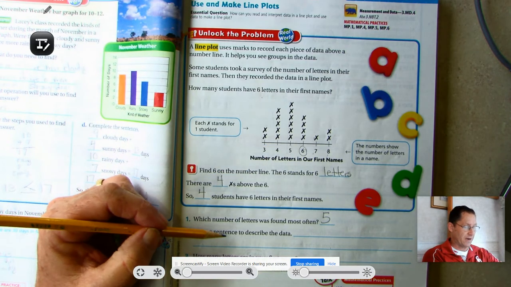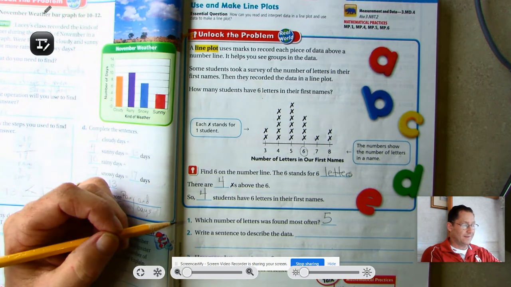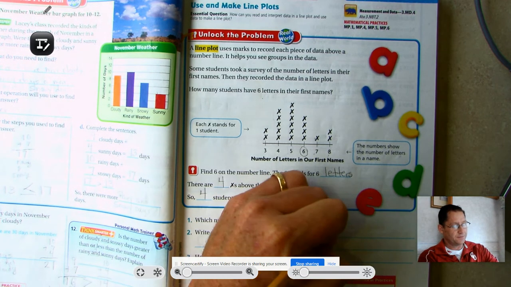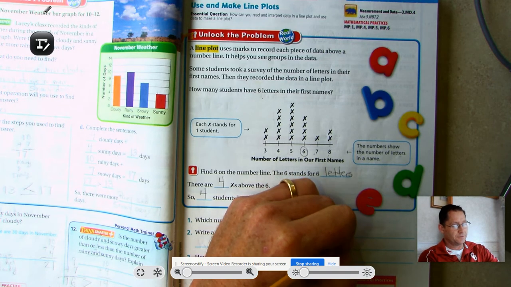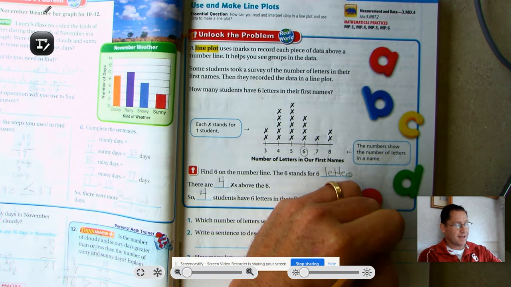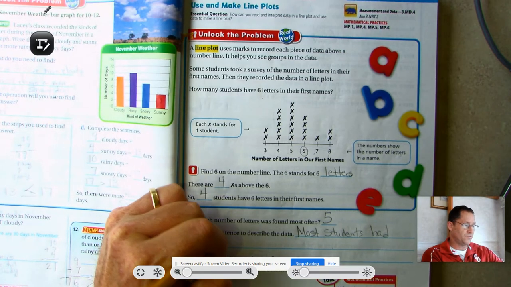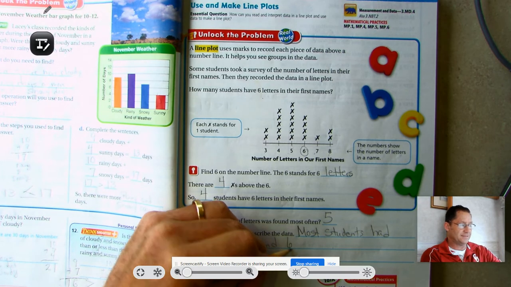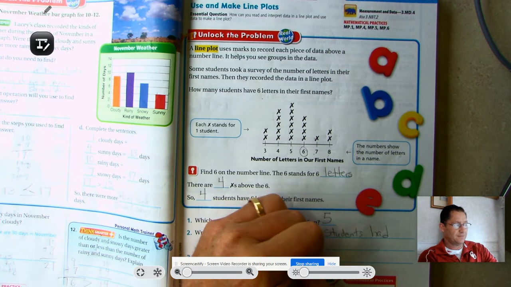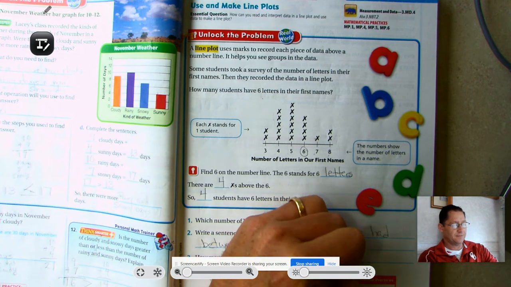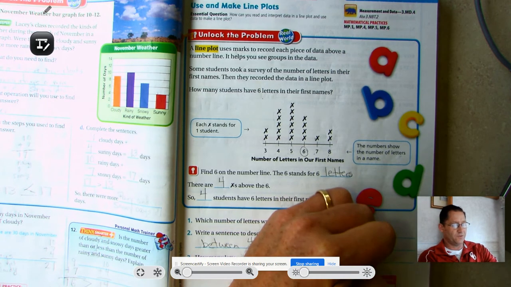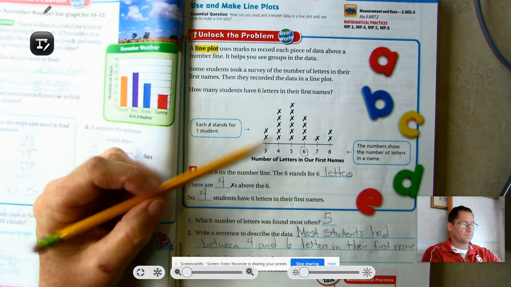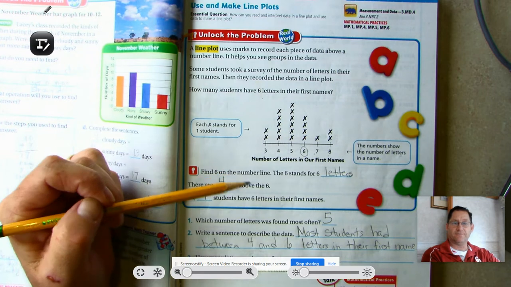Write a sentence to describe the data. Most students had between 4 and 6 letters in their first name. So most of the data is right here, grouped here in 4 through 6.